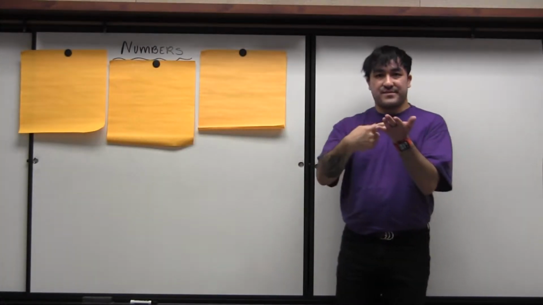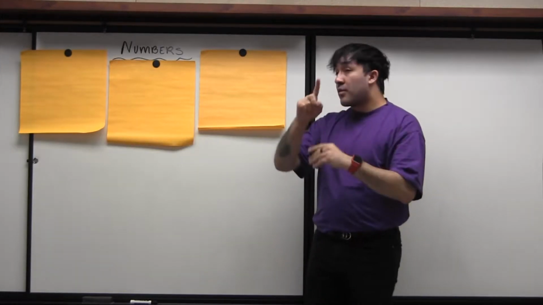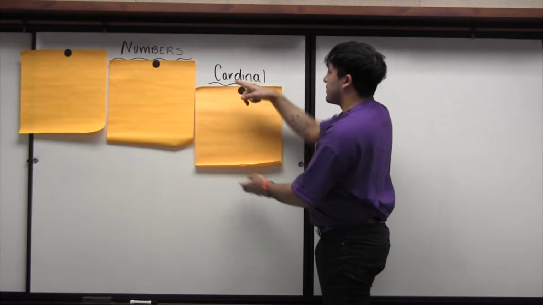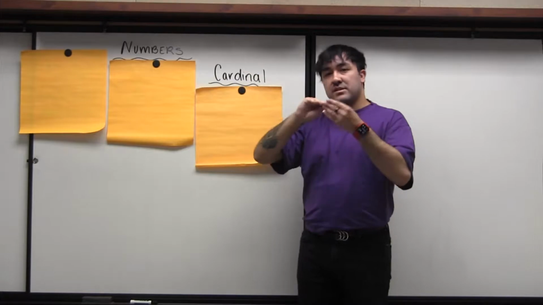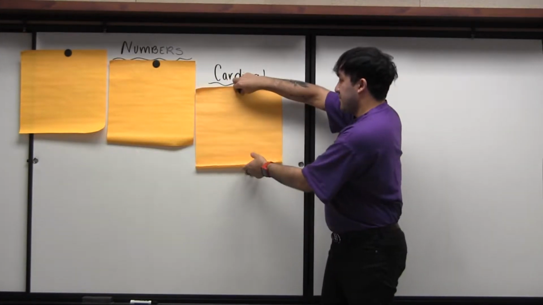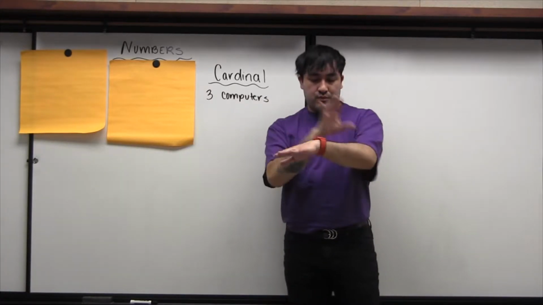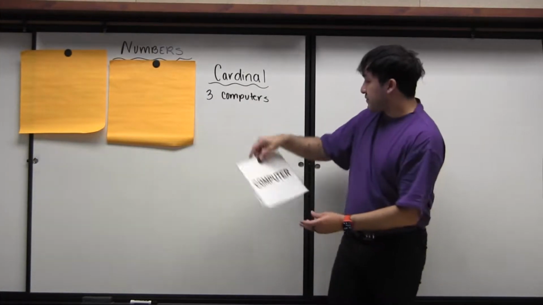Hello, so today we're going to go ahead and discuss numbers. There are three types of numbers, and the first type are called cardinal numbers. These numbers tell you how many of something. For example, 3 computers. So a cardinal number tells you how many computers there were.